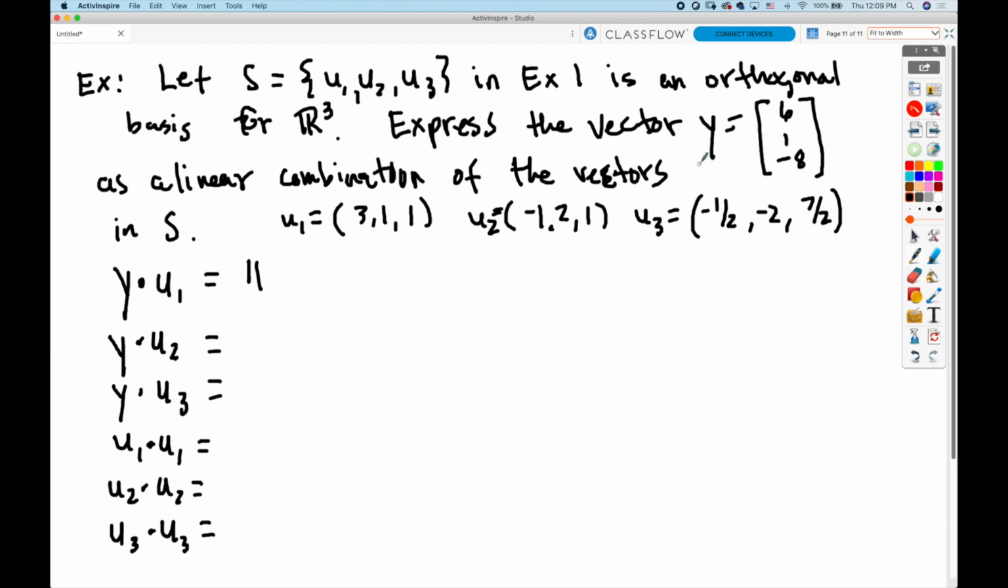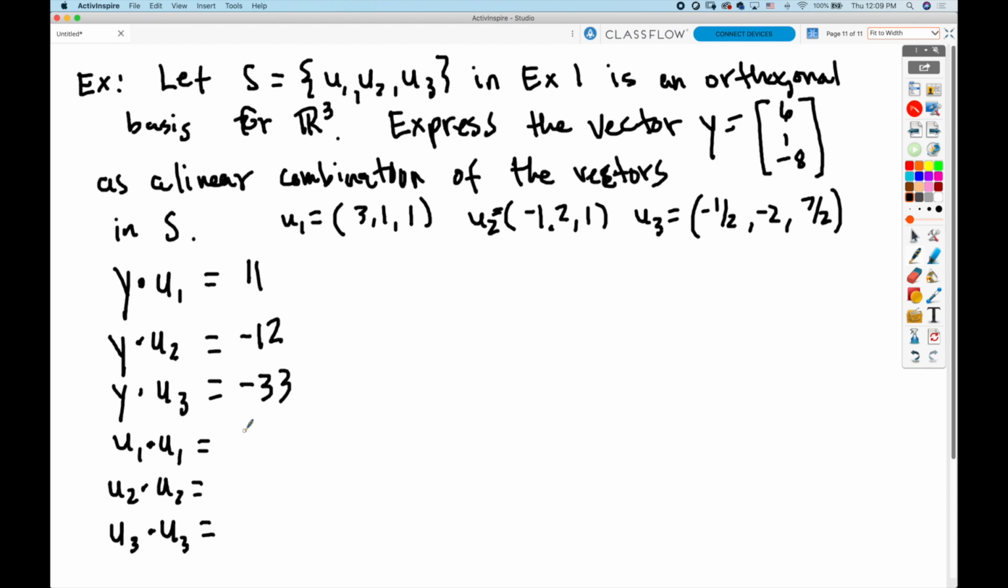So y transpose u2, that's y dot u2, is going to be 6 times negative 1, 1 times 2, and negative 8 times 1. And so we should get negative 12 for this one. Y dot u3 is going to be negative 33.